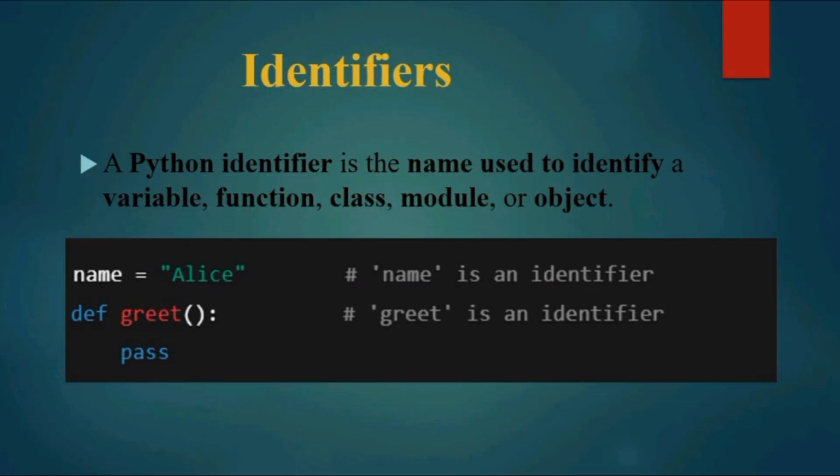Identifiers are the names you give to the stuff in your code like variables, functions or even classes. So you can see the example over there. name equals alias. So the word alias is identified by the identifier called name. In the below case, here the greet function is defined. So greet is an identifier which defines a function.